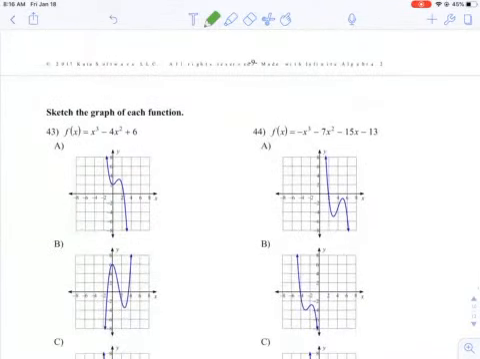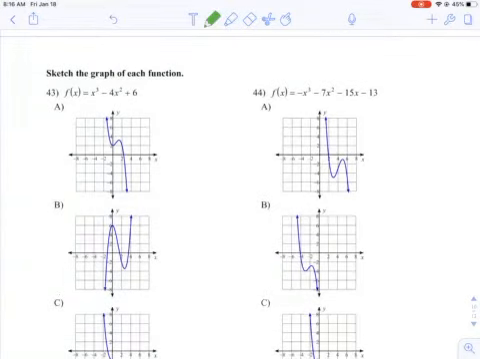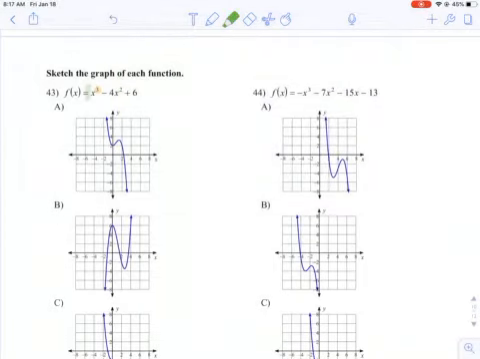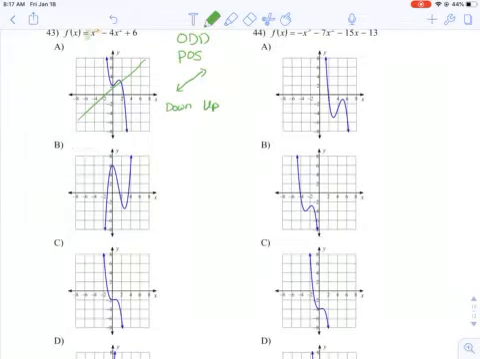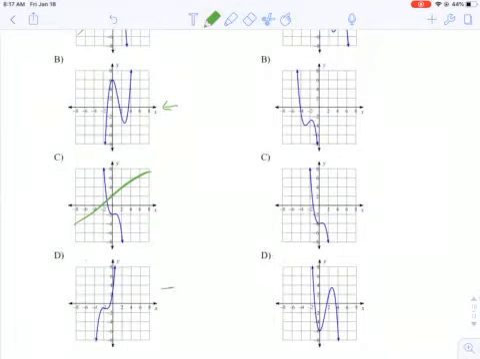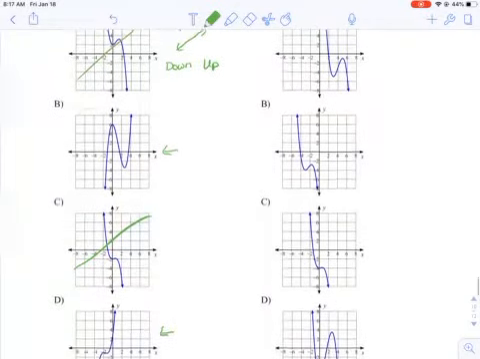Sketch the graph of each function. So let's think. This guy is odd, and it has a positive number, positive 1. So we have odd, positive. So it relates like a positive line. So it would be going something like this, down, up. This guy's not going down, up. This guy's going down, up. So this is a possibility, and this guy's a possibility. So far we only have 2 possibilities.